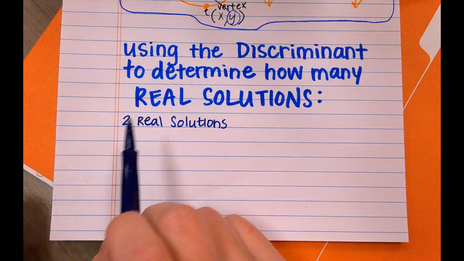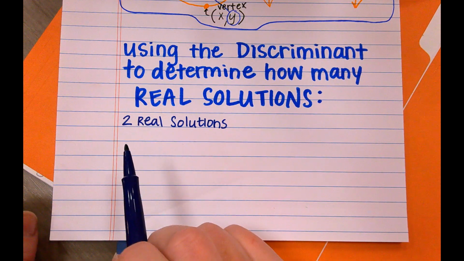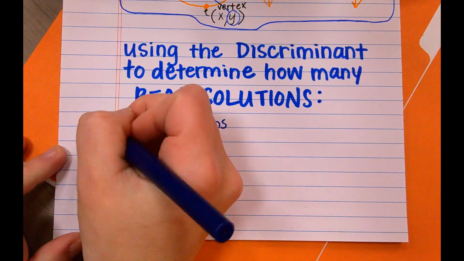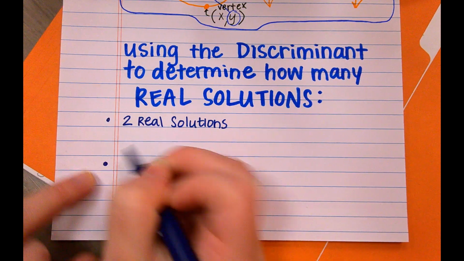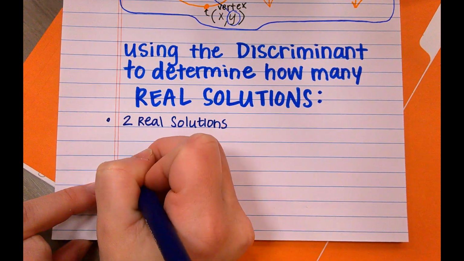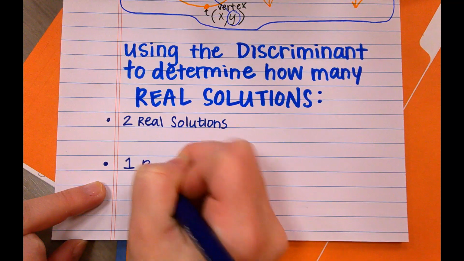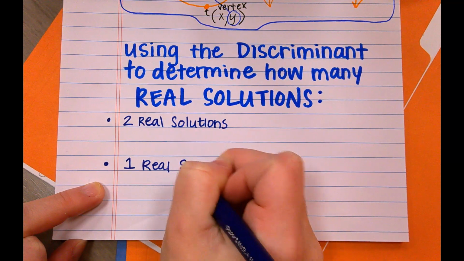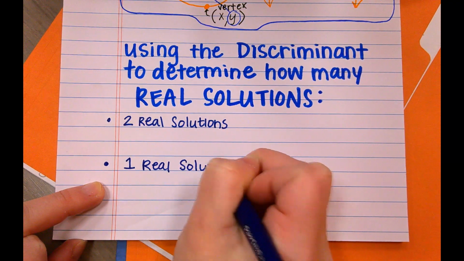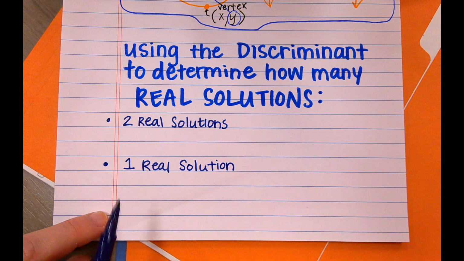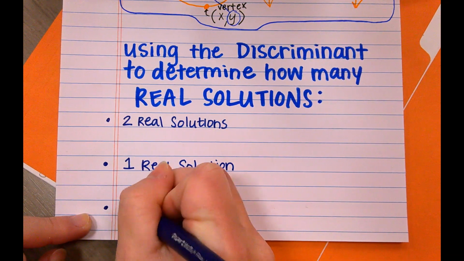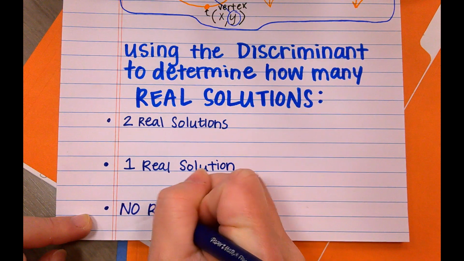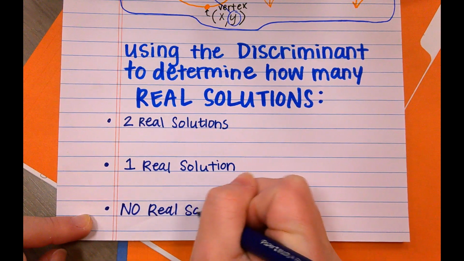Okay, so your first option is there may be 2 real solutions, and I'm going to leave a little space. The next option is that there could be 1 real solution. And then finally, there is a third option where there could be no real solutions.